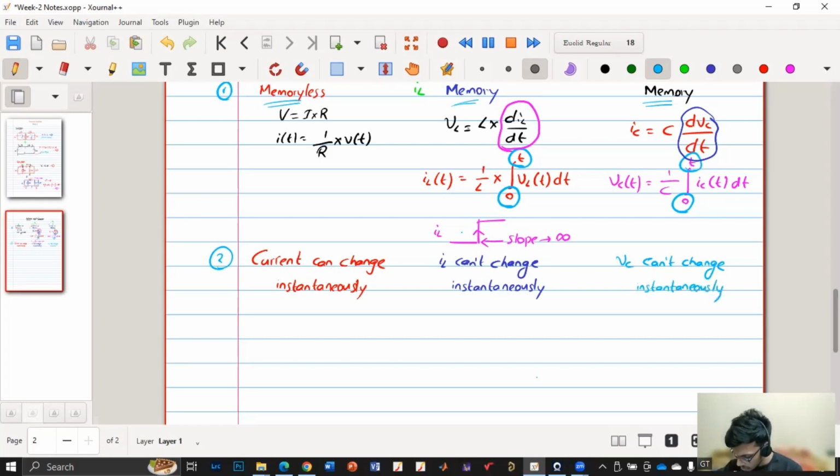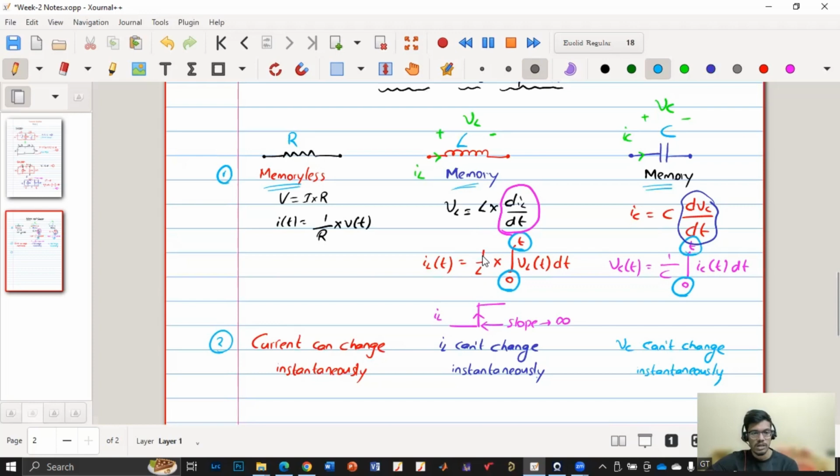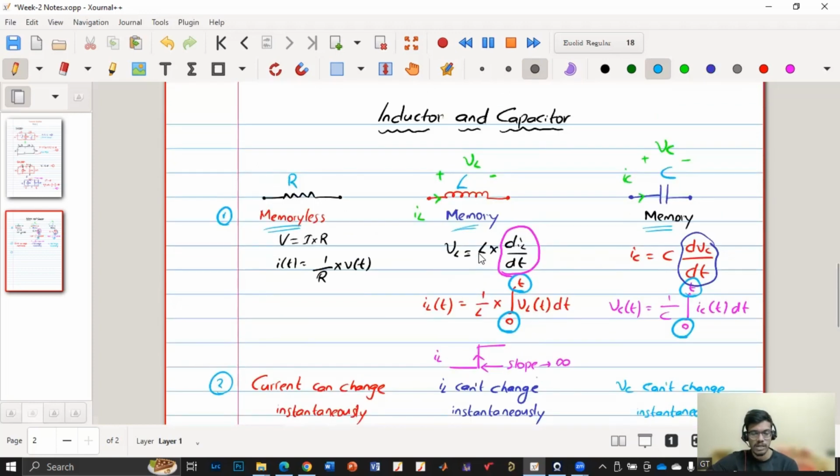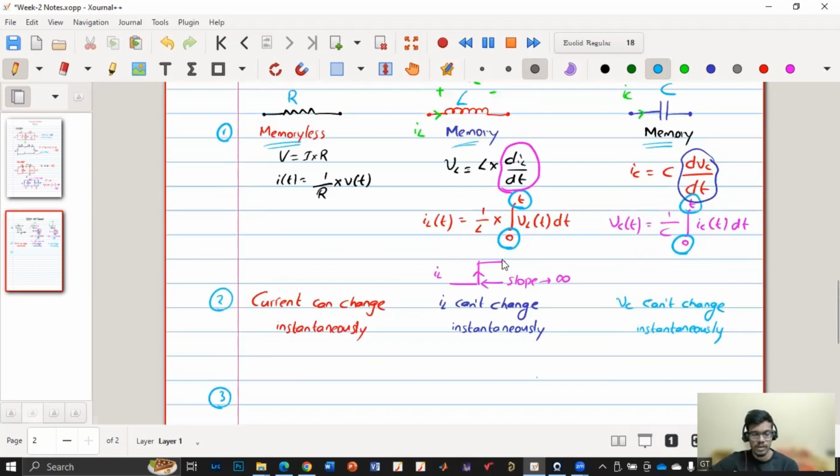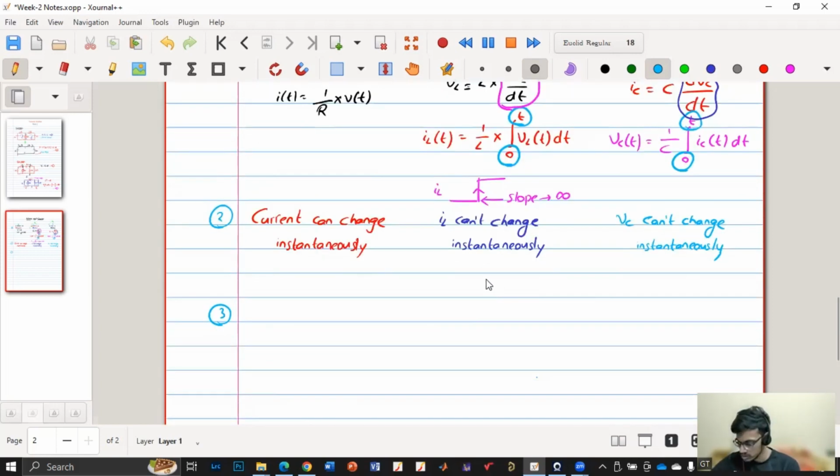Okay, and coming to the third aspect, out of all these three elements, the resistor, capacitor, and inductor, which are energy dissipating and which can store energy? Resistor is the energy dissipating element, and capacitor and inductor store the energy. Okay, yes. So this dissipates energy.